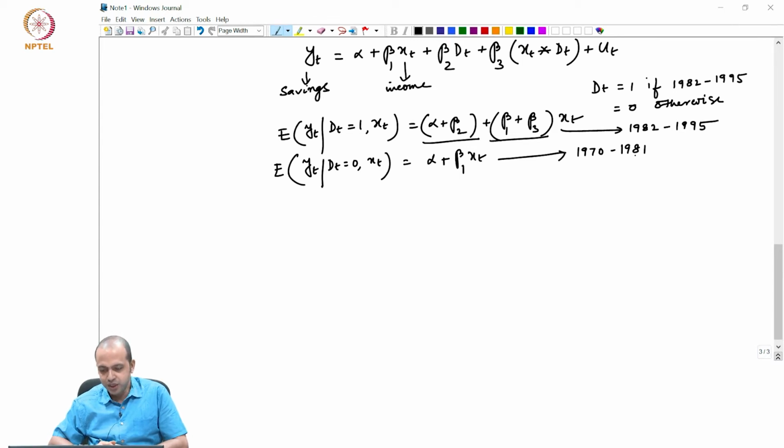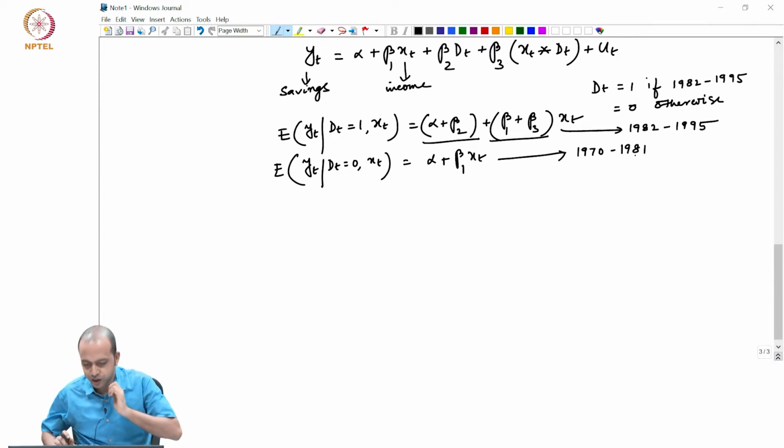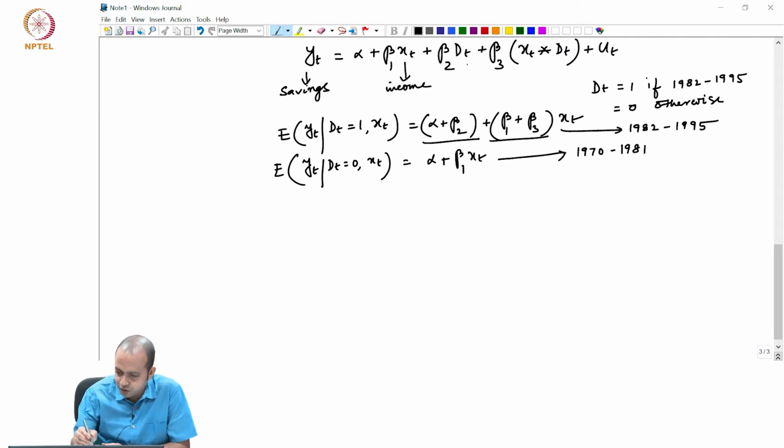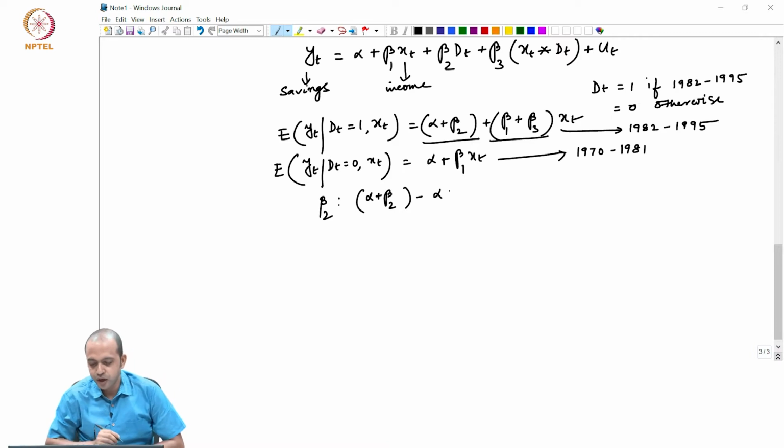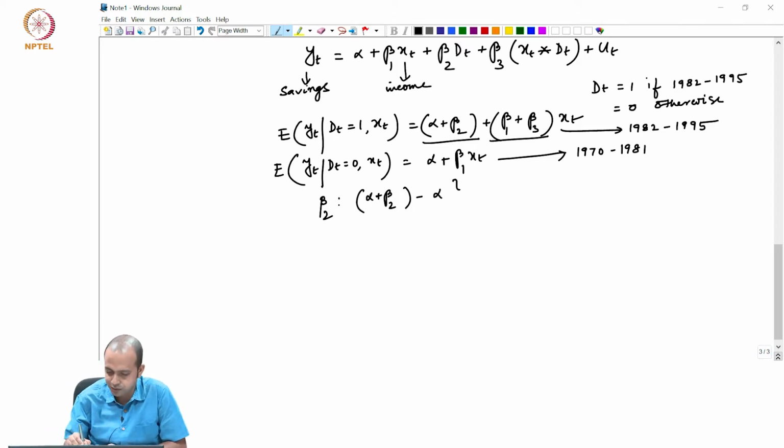All right. So, from this what you can understand is beta 2. How will you derive the interpretation of beta 2? Beta 2 is nothing but alpha plus beta 2 minus alpha. And what is alpha plus beta 2? That is the intercept of the post recession period, and alpha is the intercept of the pre recession period. So, that means beta 2 indicates differential intercept.